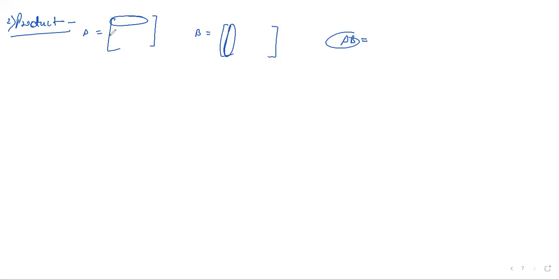Oh, sorry, I said it inversely. What I meant to say is, if the number of columns of A equals the number of rows of B, then our matrix product is defined.